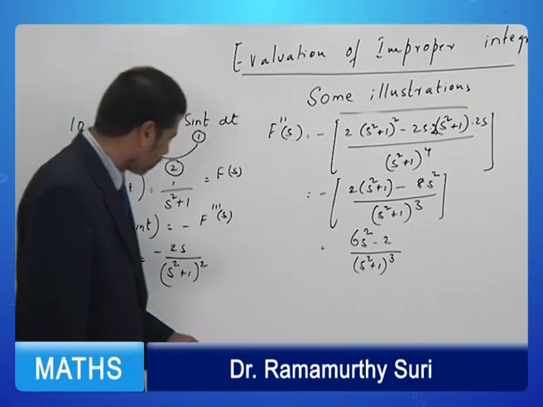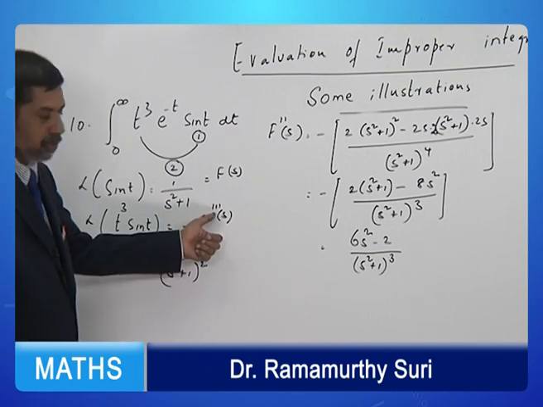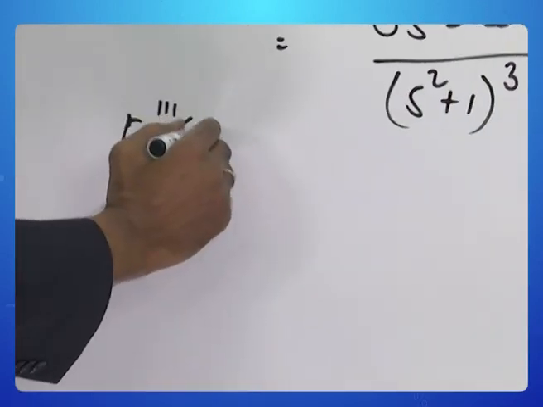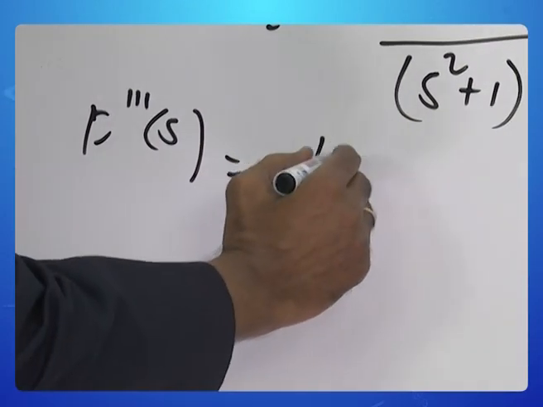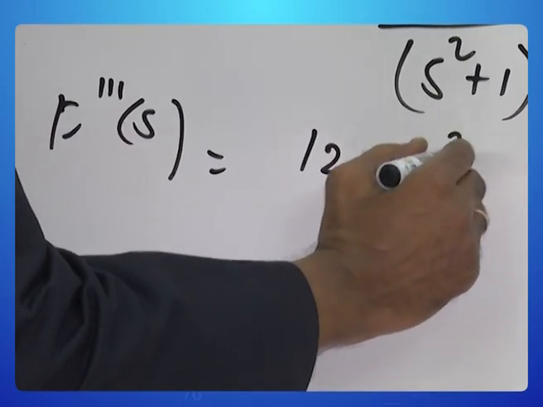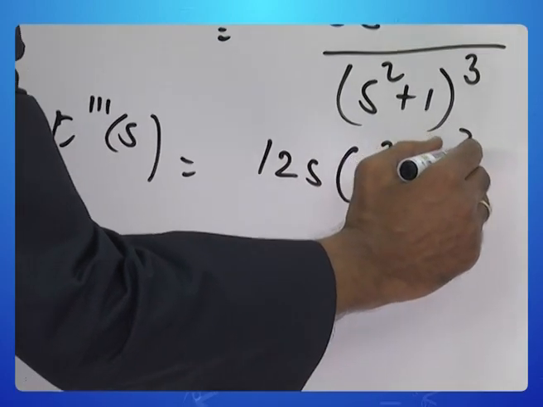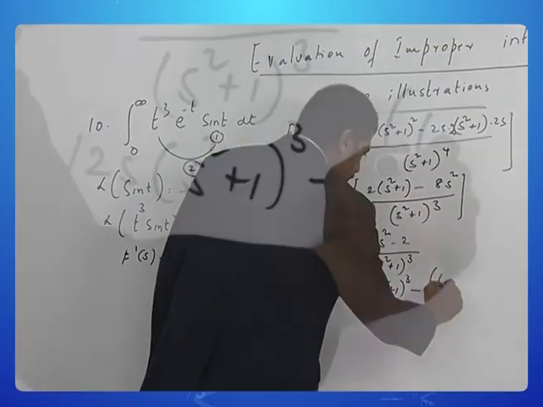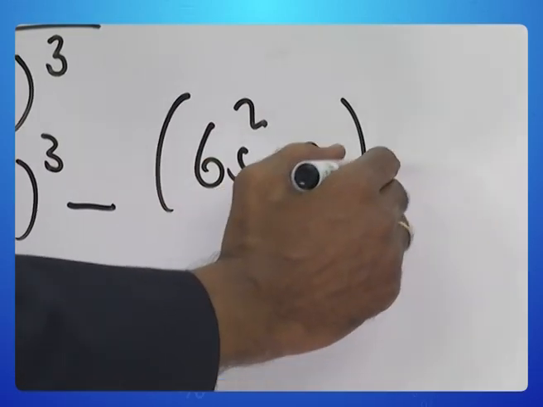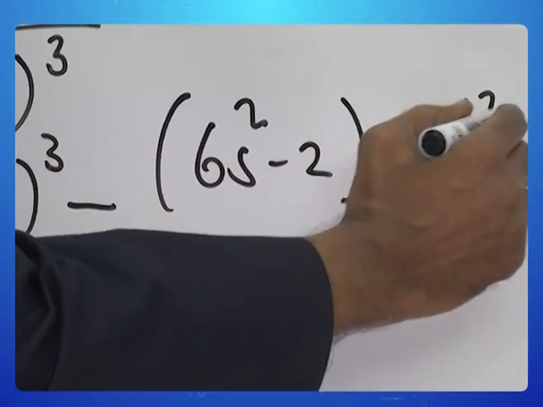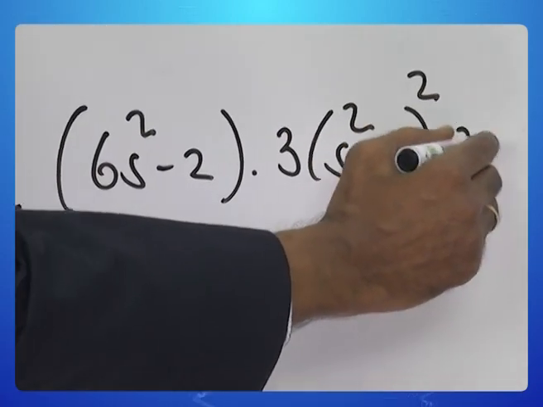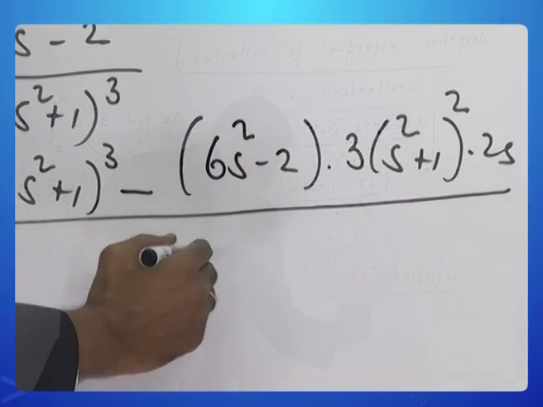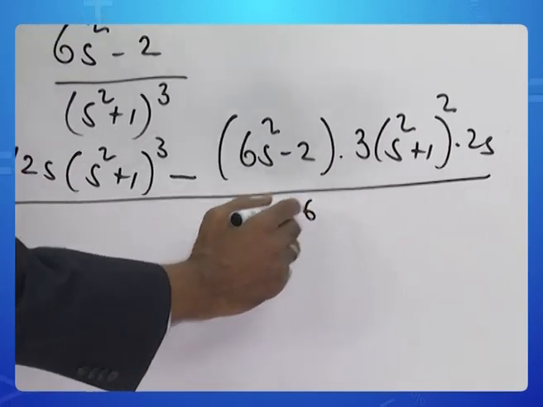What is that we require? We require f triple dashes. So I'm going to differentiate this once again. F triple dashes is equal to 12s into s square plus 1 whole cube minus 6s square minus 2 into 3 times s square plus 1 whole squared into 2s, divided by s square plus 1 to the power of 6.